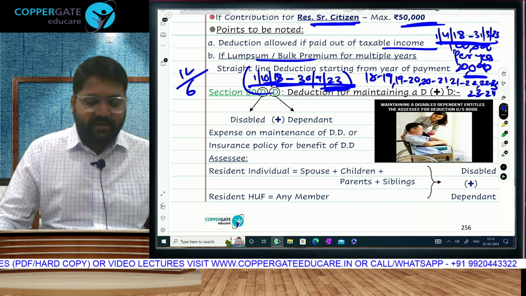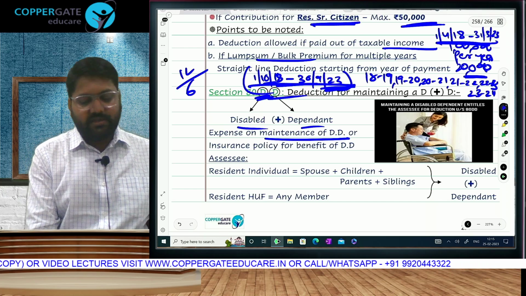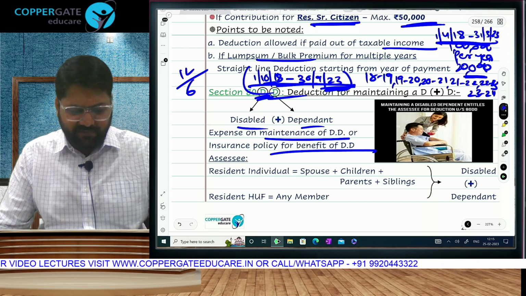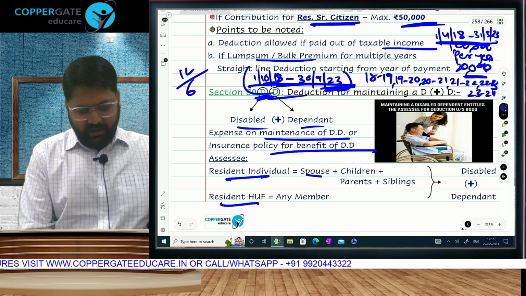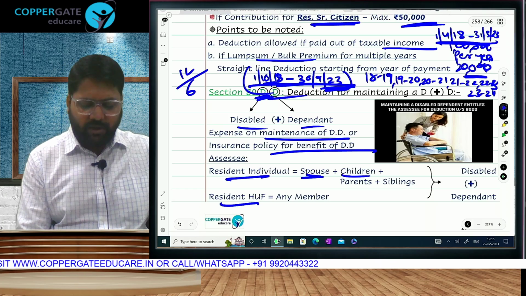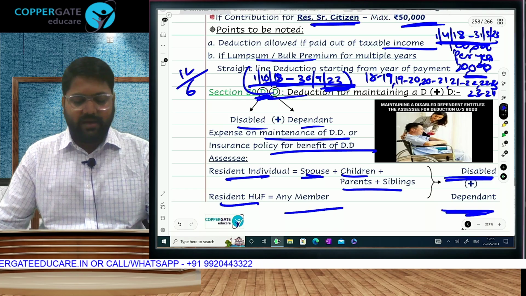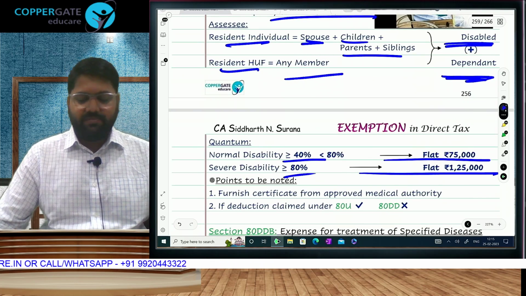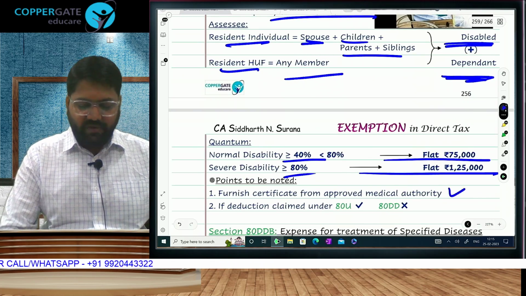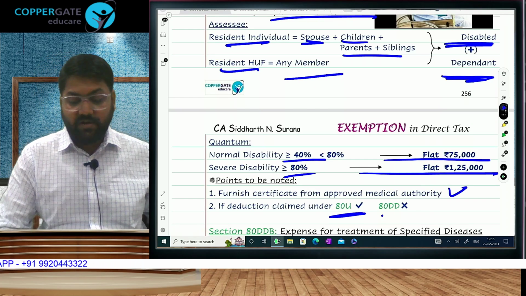Next, section 80DD. If you are maintaining a disabled dependent, any expense incurred or insurance policy taken will be your expense. Assessee can be a resident individual or HUF. Individual will incur it for spouse, children, parents or siblings, HUF for any member, provided that member is disabled and dependent. Quantum for normal disability is same as 80U, severe disability same as 80U. Certificate will be required.